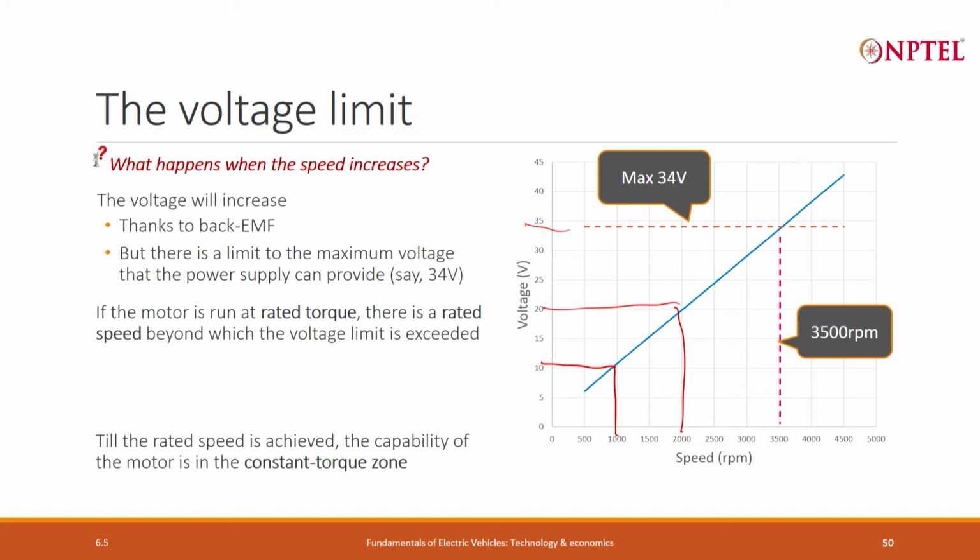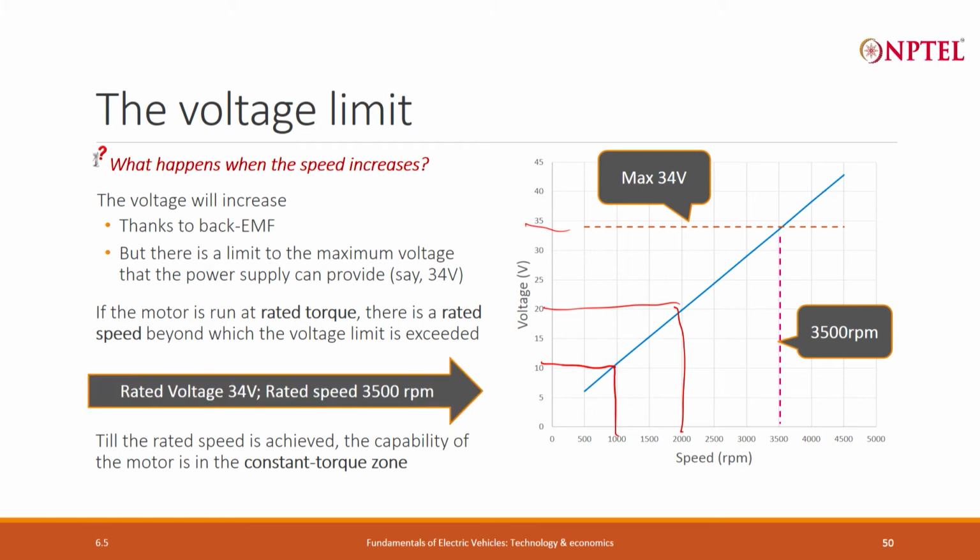At the rated torque, I cannot get to a speed greater than the rated speed, which is 3500, because the voltage will then hit the limit of 34 volts. So, for this motor, the next important spec I will put on my catalog is that its rated voltage is 34 volts and the rated speed is 3500 RPM.